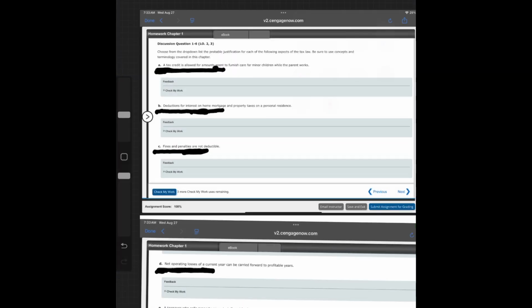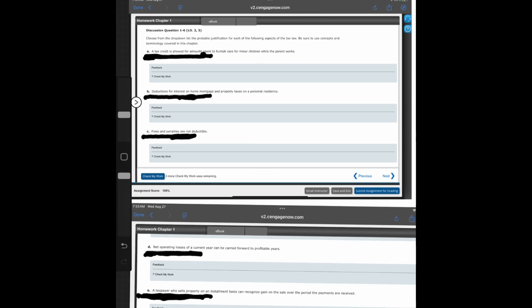Okay, so here's number 3. It says choose from the drop-down list the probable justification for each of the following. A tax credit is allowed for amounts spent to furnish care for minor children while the parent works. Well, if it's to support working families, then that's going to be an economic and social consideration. And that's what it is.